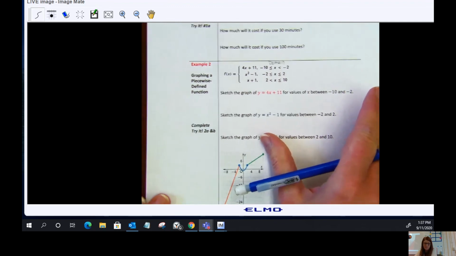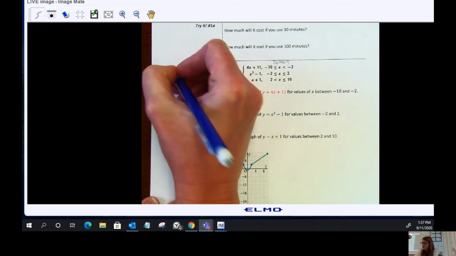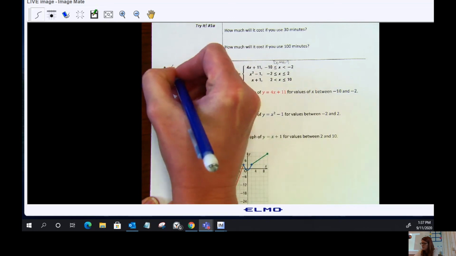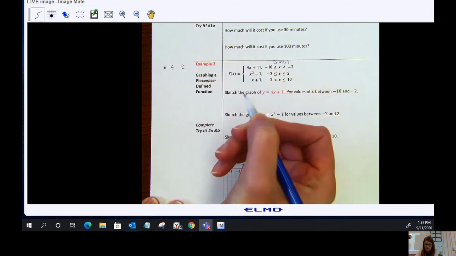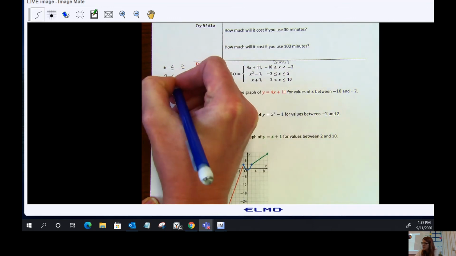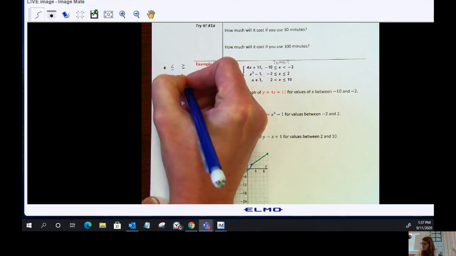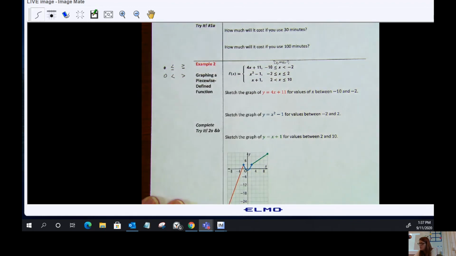Now let's also remember, if you have a closed dot, that means the value is included, so you would have an equal sign in your inequality. If it is an open dot, the value is not included. You would have an inequality such as less than or greater than. So now let's take a look at what we got here.